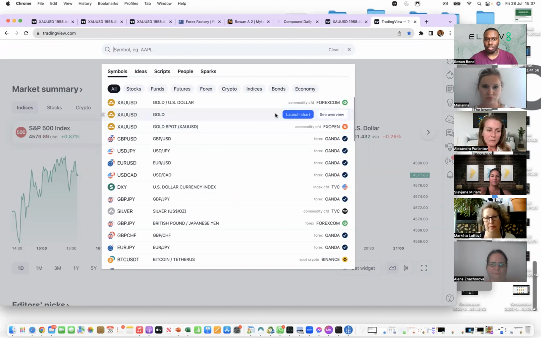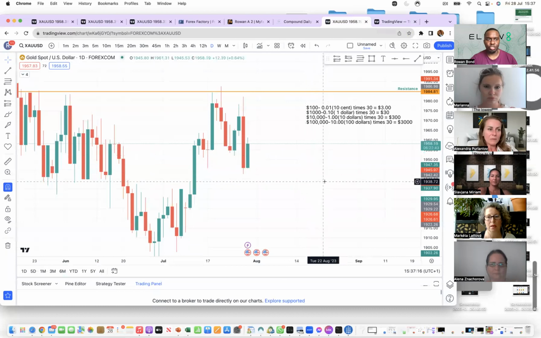Now, the chart I usually use is Oanda, but I've got loads of markings on that, so I would just use, I think it's forex.com for illustration.